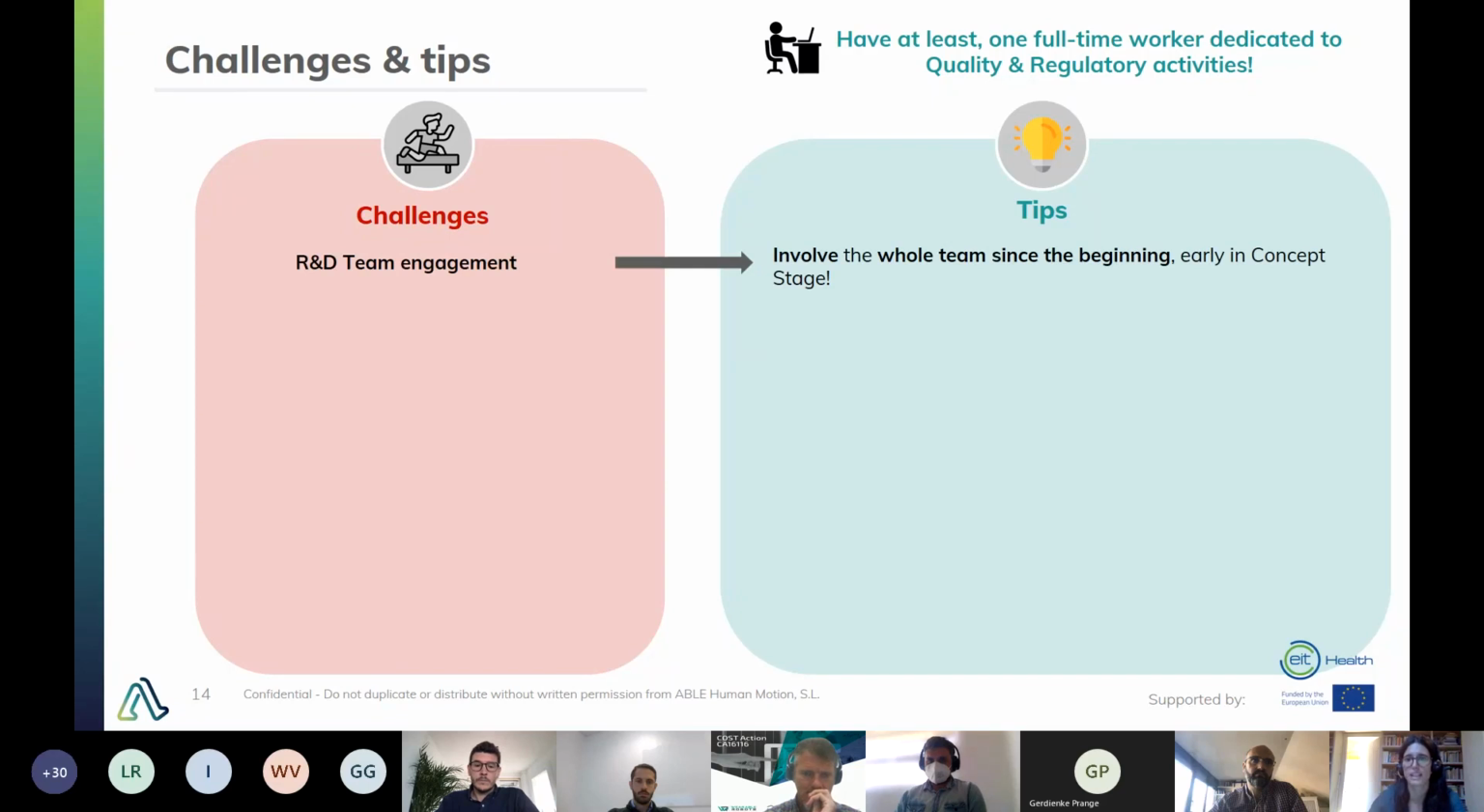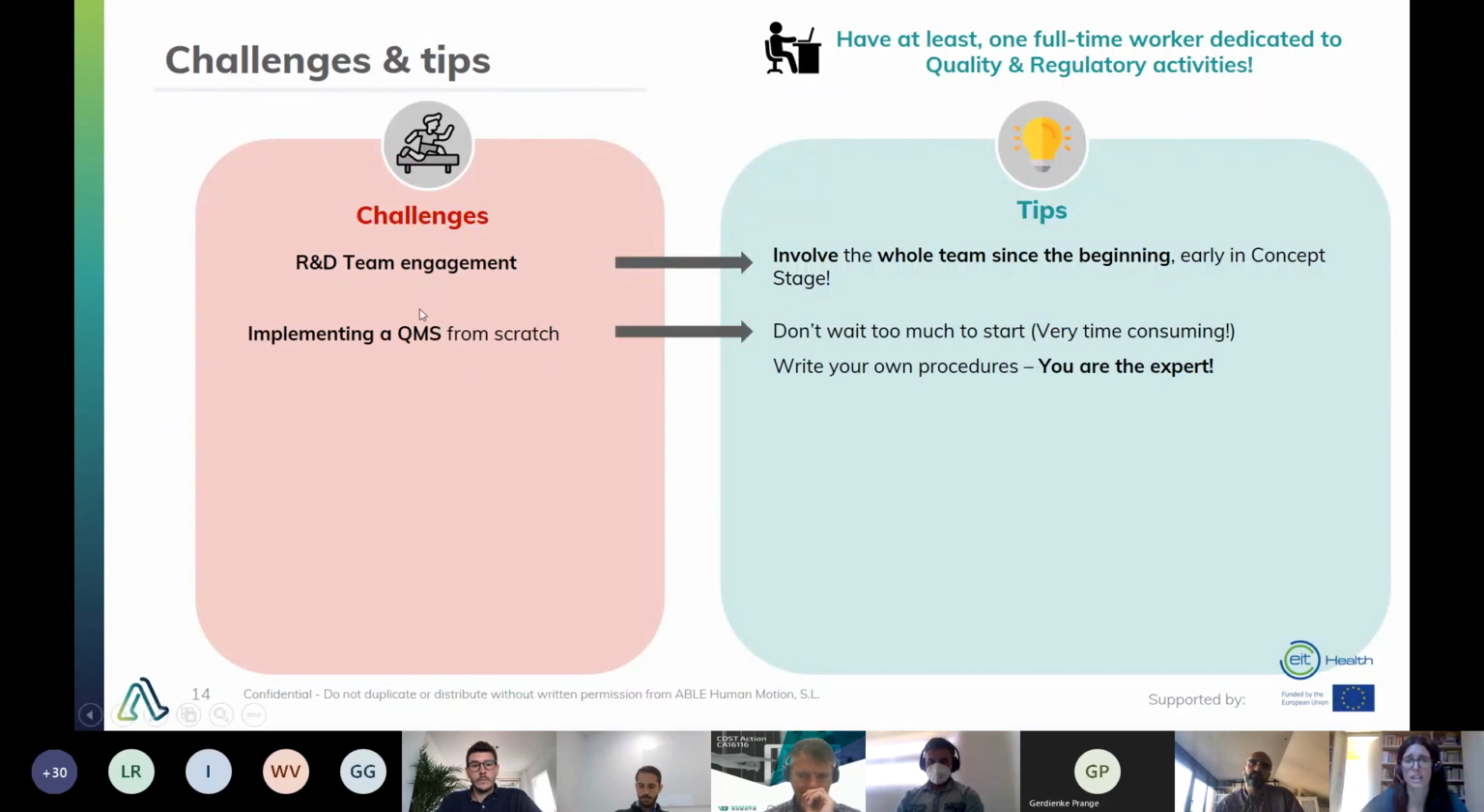And with this being said, I think that what's most important is to achieve R&D team engagement, because sometimes, well, almost always, regulatory activities are seen as mandatory and boring tasks that we need to do to bring our device to the market. But in the end, the R&D team are the experts of your product, and they are the ones building it. So they are the ones that know best how to verify and validate your product. So I would say that it's important to involve them from the very beginning.